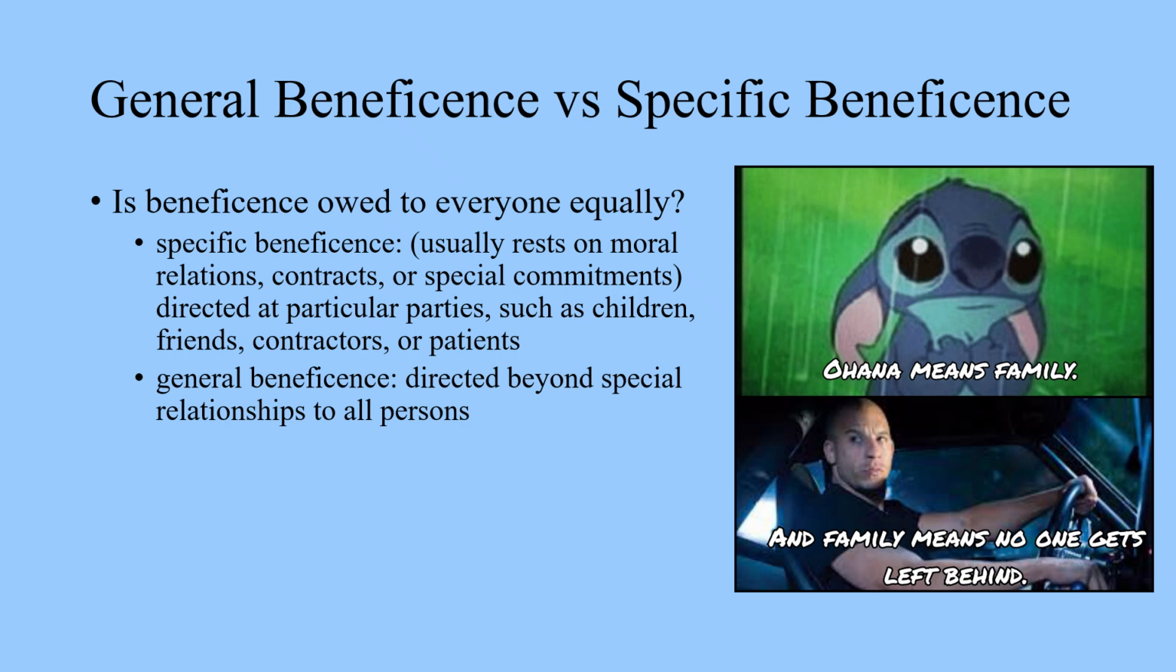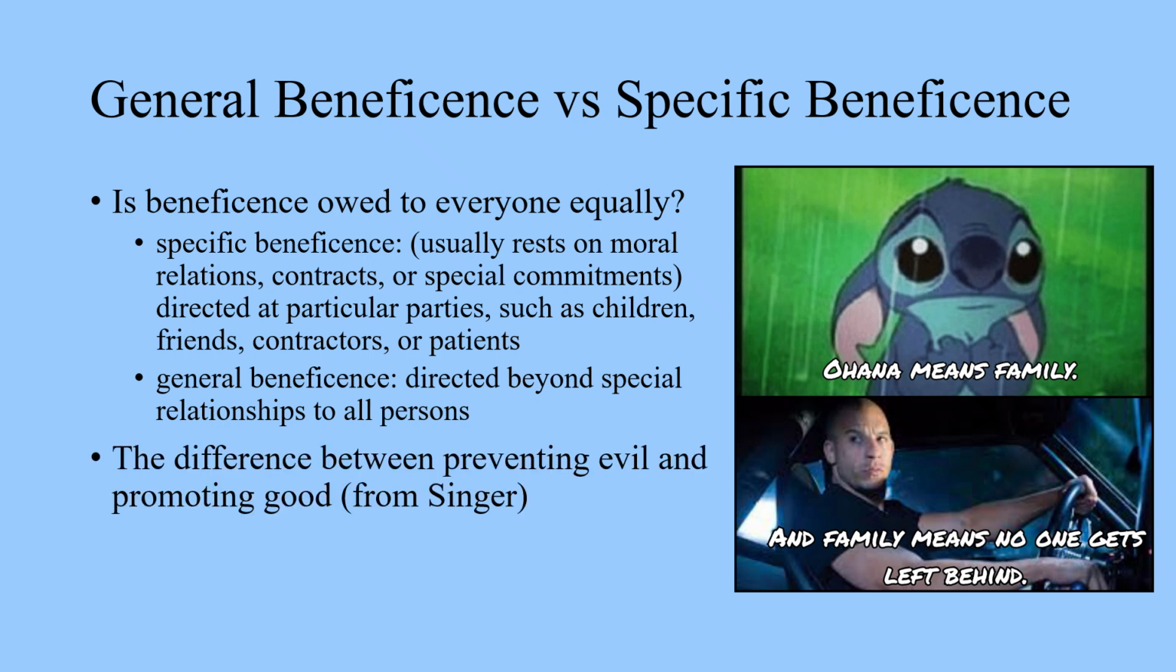In this section, where they introduced the distinction between general and specific beneficence, you see a couple paragraphs explaining Singer's position, where Singer is a utilitarian ethicist, really famous within animal rights conversations, but also just a really popular utilitarian ethicist in general. Singer argues for this distinction between preventing evil and promoting good. And we get this line here in the reading where, let me find it here.